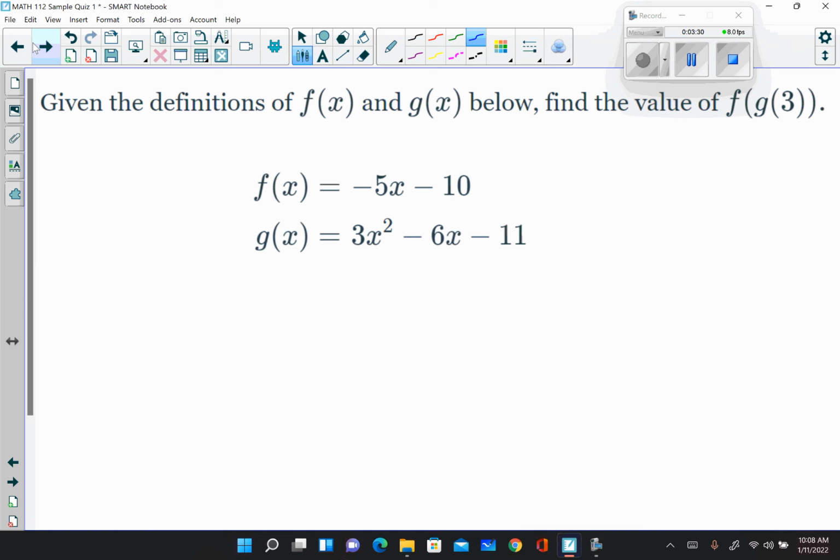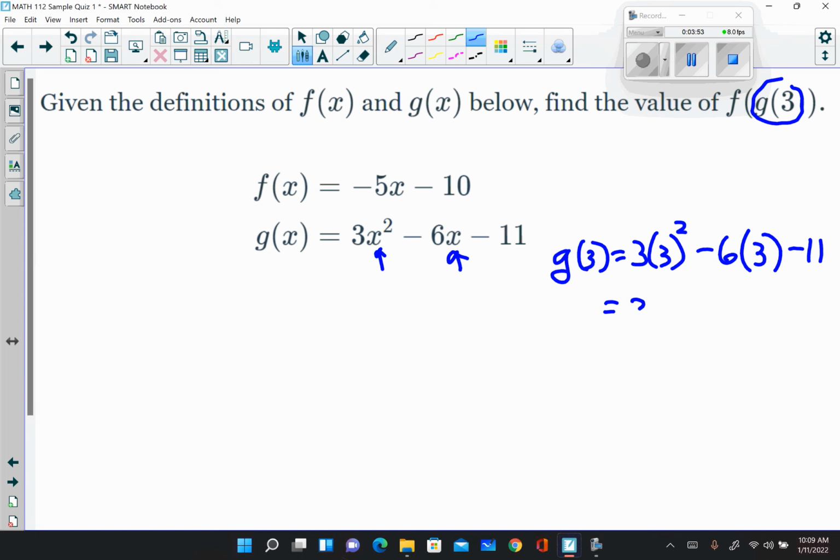Given the definitions f of x and g of x below, find the value of f of g of 3. We have to do what's in the parentheses first. G of 3 means 3 times 3 squared minus 6 times 3 minus 11, which is 3 times 9 minus 18 minus 11. 3 times 9, that's 27 minus 18 minus 11. 27 minus 18 minus 11 is negative 2.